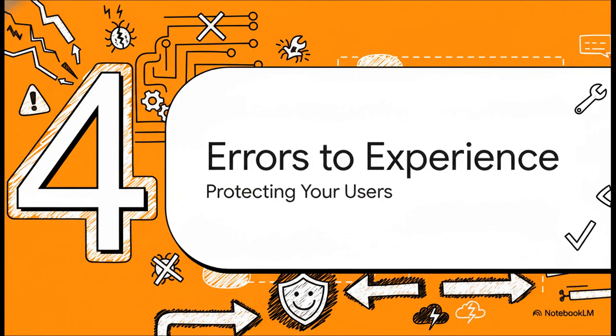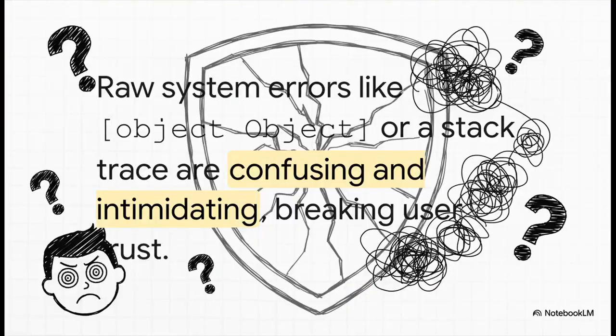But you know, just squashing the bug, that's only half the job. A truly great developer thinks about the next step. How do we talk to our users when things go wrong? It's all about protecting them from the messy technical stuff and keeping the experience clean. I mean, look at this. You can never show this to a user, ever. Seeing something raw like object, or a giant wall of technical code, it's just confusing, it's intimidating, and it instantly makes them feel like the application is broken, and they can't trust it.